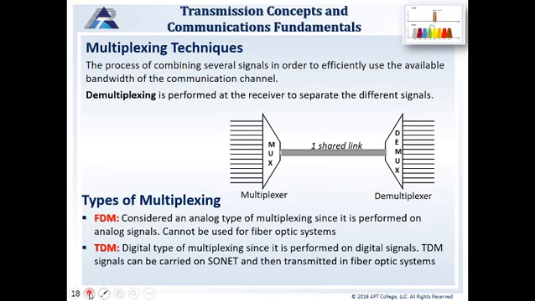And we have time division multiplexing. Time division multiplexing is a digital type of multiplexing because it's performed on digital signals. TDM can be carried on your SONET and then transmitted over a fiber optic system. We also have wavelength division multiplexing. This is the type of multiplexing that we use for fiber optic systems.